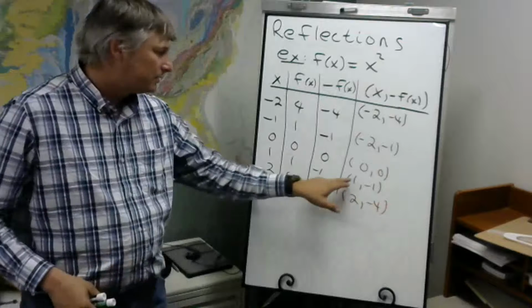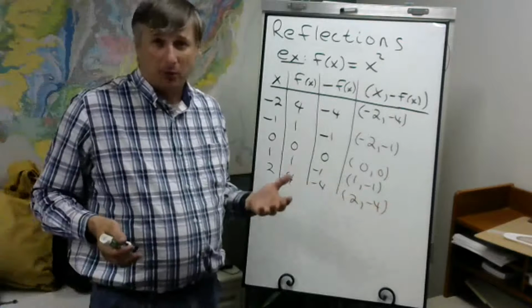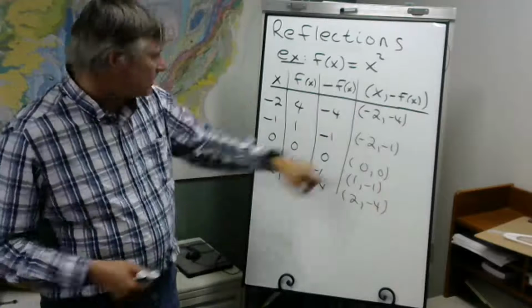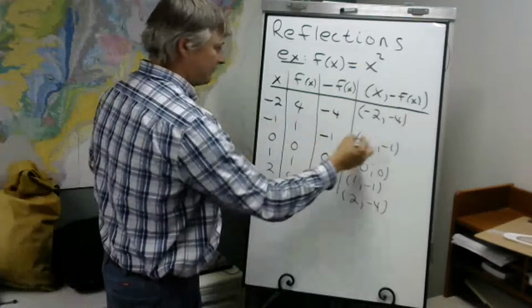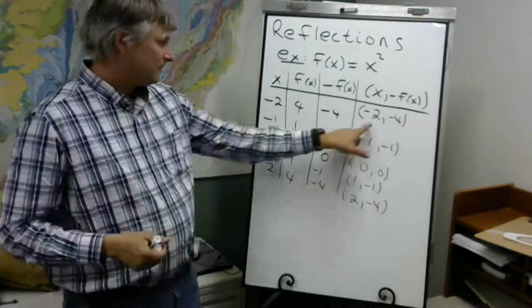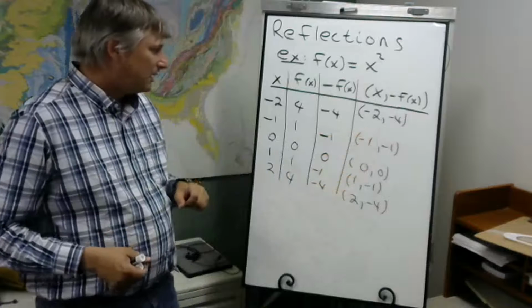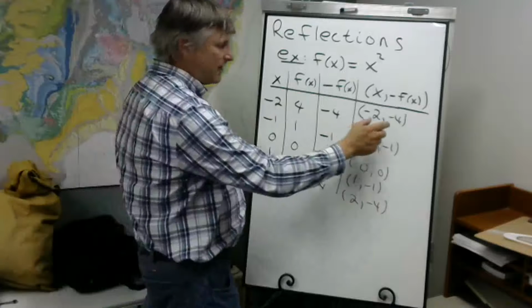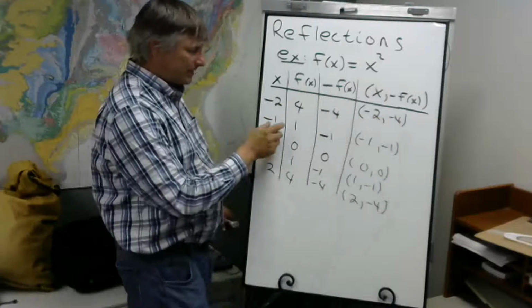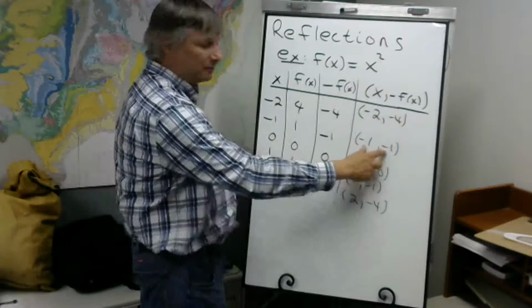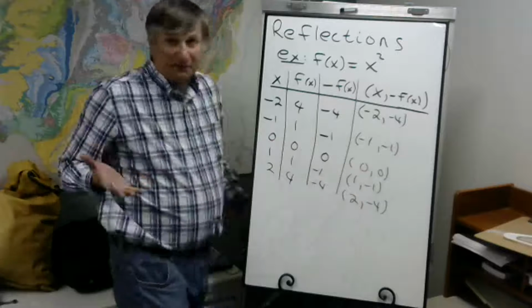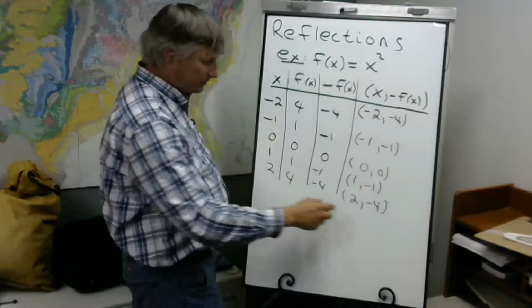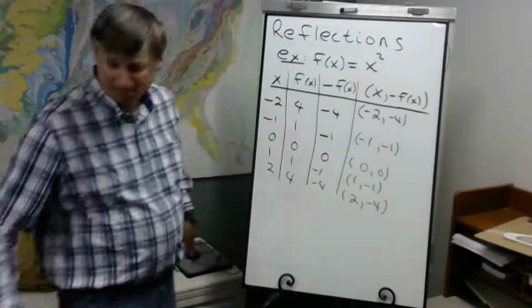So what's happened? Well, we've only modified that y coordinate, or that second coordinate. X is still the same. But the y has been modified. The original ordered pair would have been -2 and 4. Now it's -2, -4. -1 and 1, -1, -1. All right, 0 and 0, that doesn't change. 1 and 1 is now 1 and -1. 2 and 4, 2, -4.